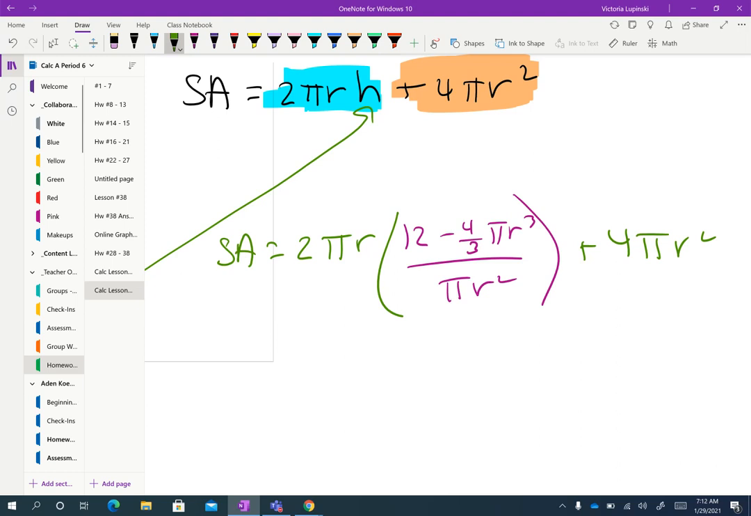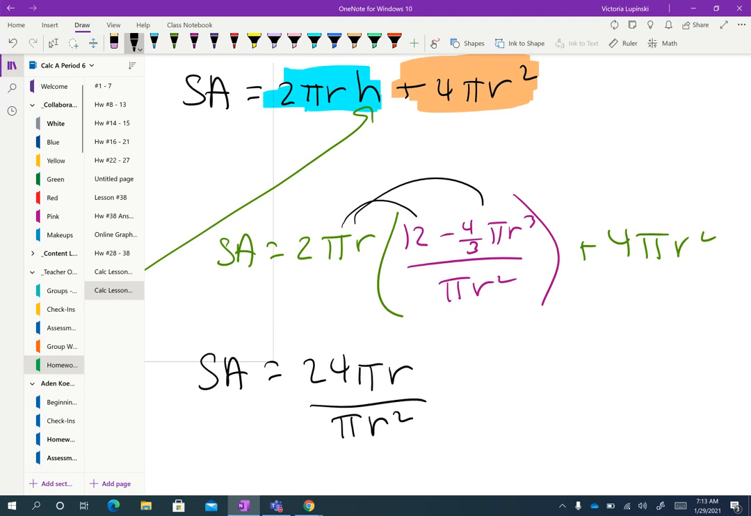Just like in the previous problem, I am going to distribute this 2 pi r and also split up that denominator just so that it's a little bit easier for me to see. So surface area is going to be equal to, if I multiply, I can see that I am going to get 24 pi r over pi r squared, minus 8/3 pi squared r to the fourth over pi r squared, plus 4 pi r squared.